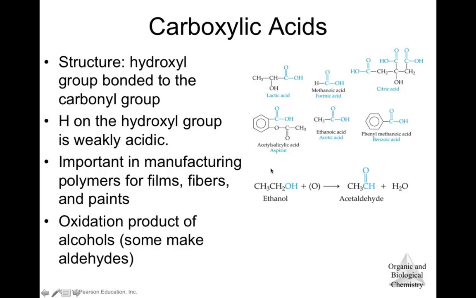So if we have, for example, ethanol or any alcohol in the presence of an oxidation reagent, this will produce first an acetaldehyde. And then that acetaldehyde in those conditions will produce the acetic acid or the carboxylic acid. So from an alcohol, you can produce the aldehyde, and then the aldehyde can produce the carboxylic acid as the product of this reaction.